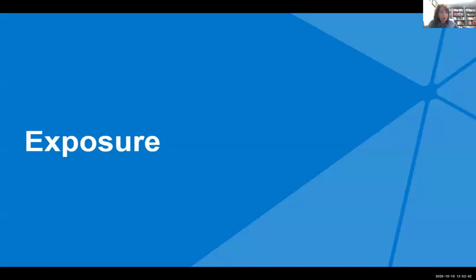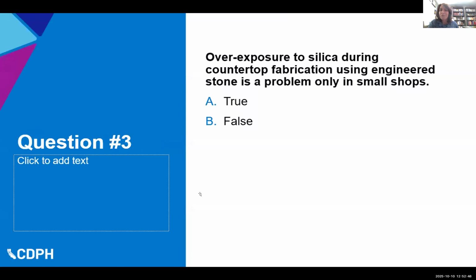So let's talk a little bit about exposure. I have another question here. True, false, overexposure to silica during countertop fabrication using engineered stone is a problem only in small shops.